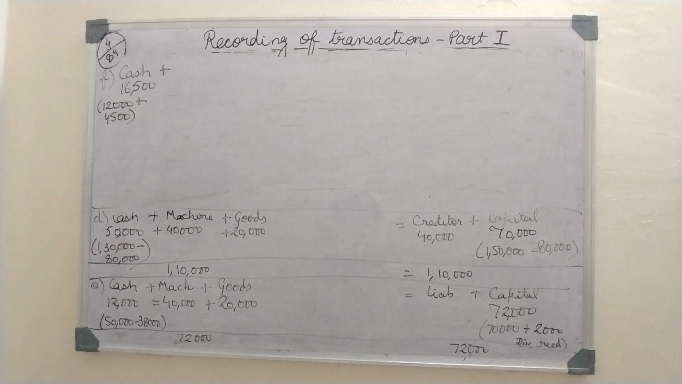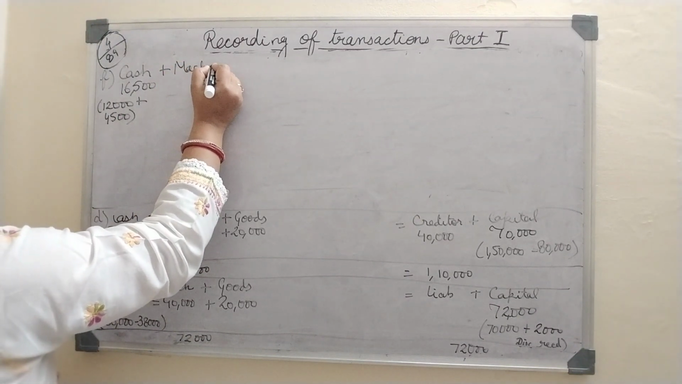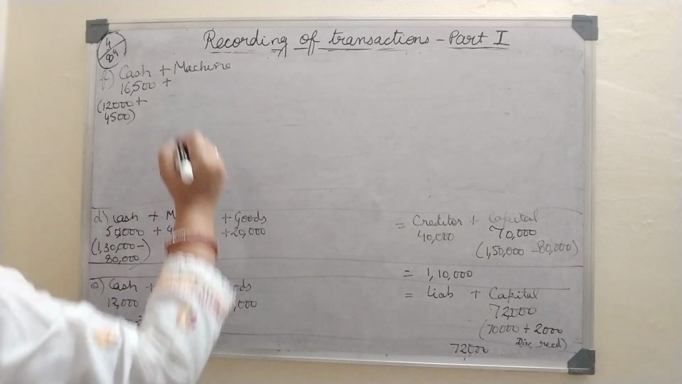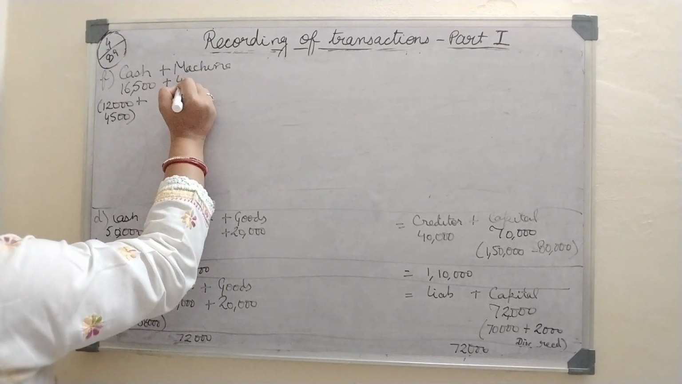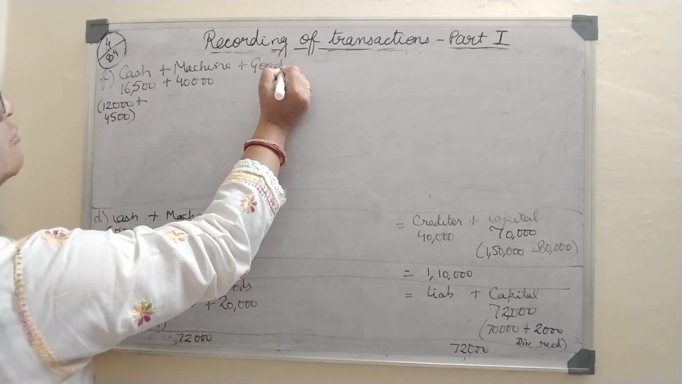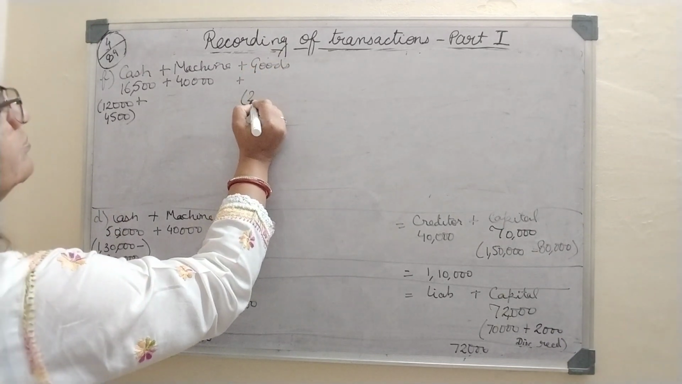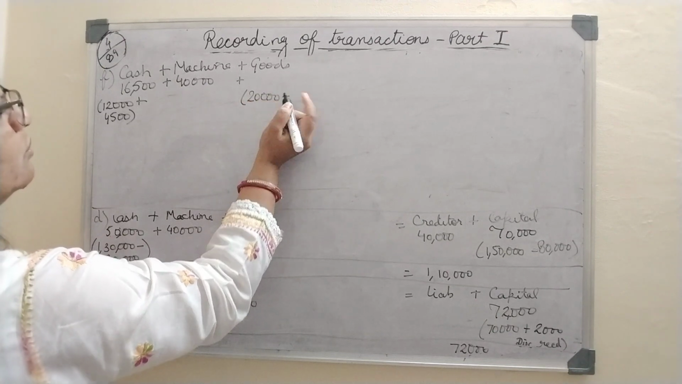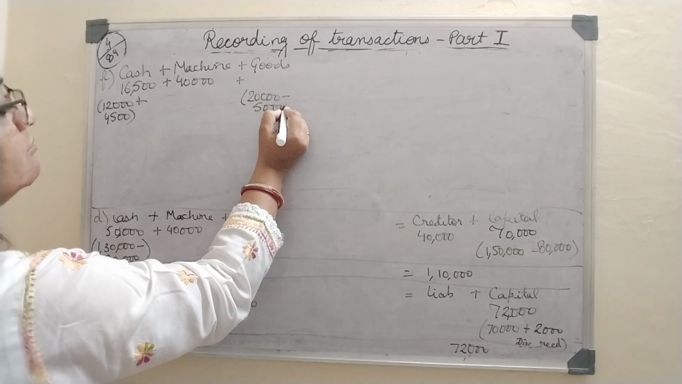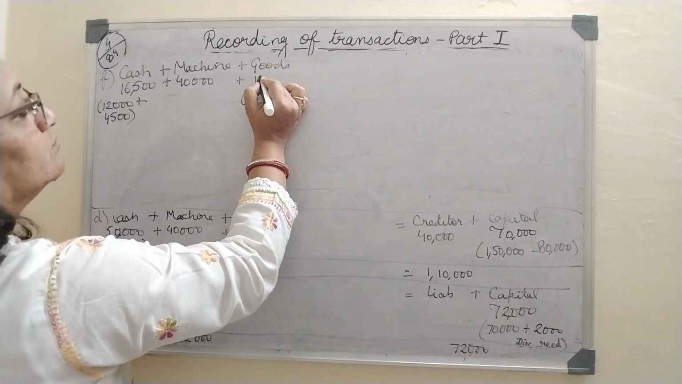Now goods are sold which were of 5,000, so from goods we have to delete. Machine will remain the same. Machine was for 40,000. From goods we will subtract 20,000 minus 5,000, because they were of 5,000. When we subtract it, we get 15,000.